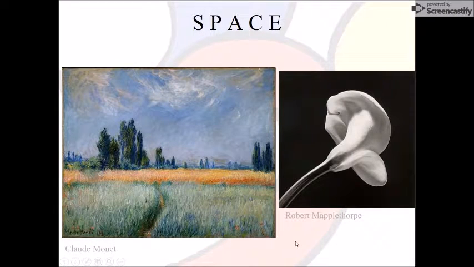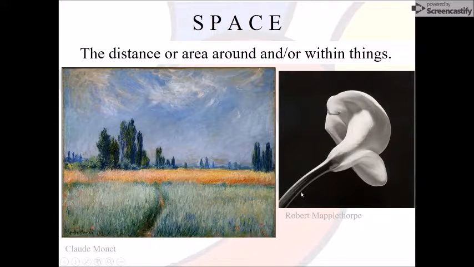Our next element of art is space. Space is the distance or area around and or within things. Write this next to where you wrote the word space. The two pictures, we will talk about the two different types of space. The first type of space is illustrated in the first image. This painting by Monet shows depth, meaning things look like they're close up and things look like they're far away.